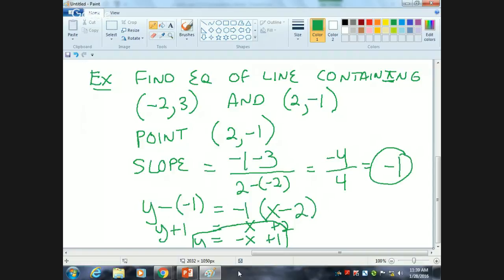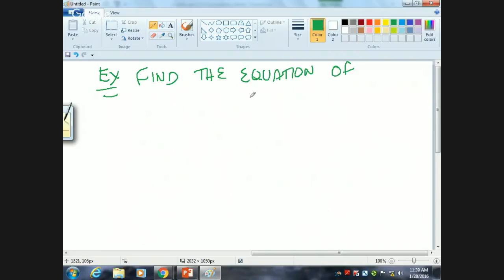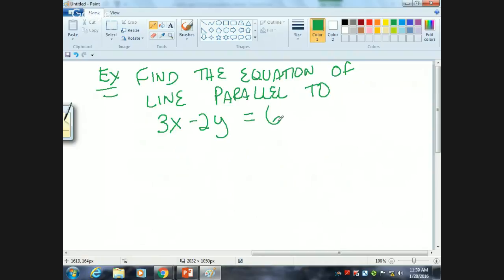Okay? So maybe that's not what you get. Maybe what you get is something like, for example: find the equation of a line parallel to something and containing a point. Okay.